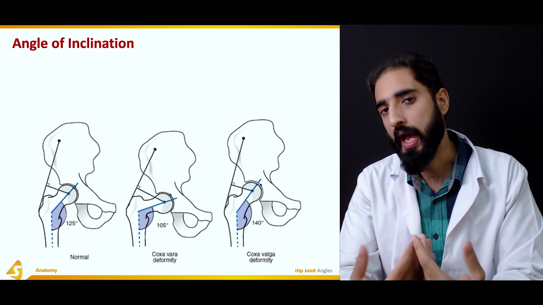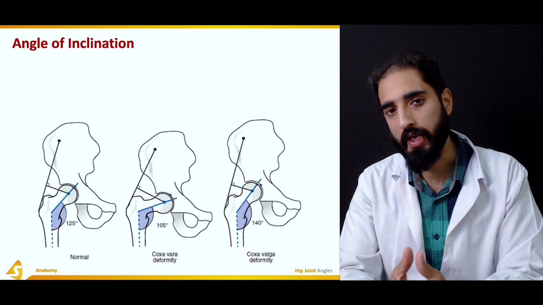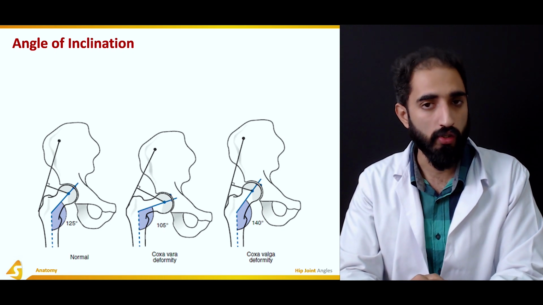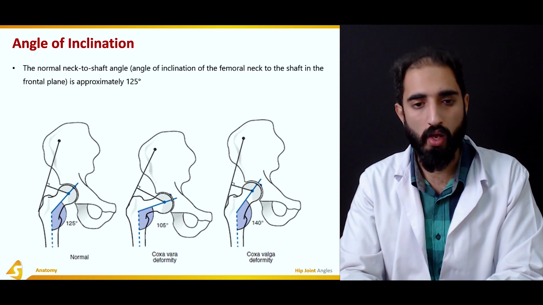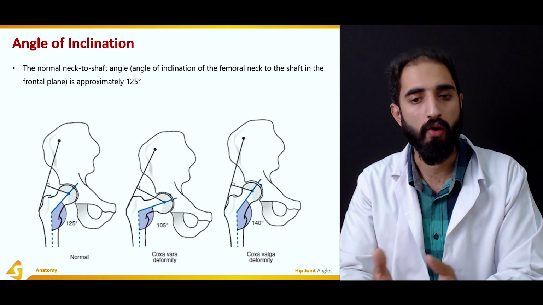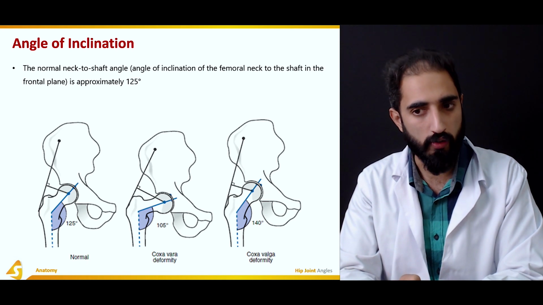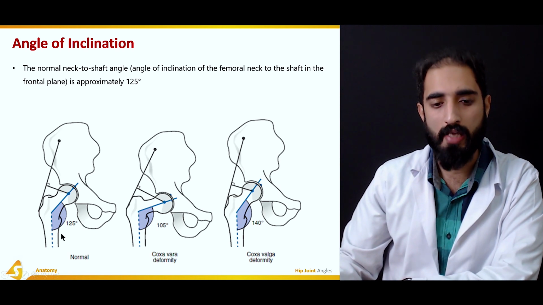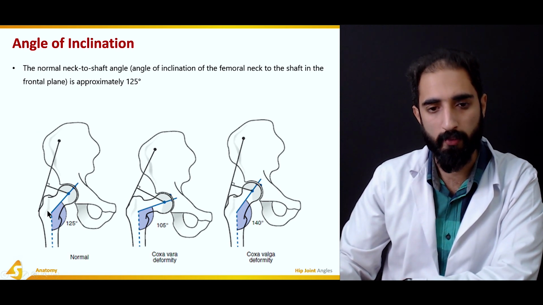After discussing the angles of the acetabulum, let's move on to the angles of the femur. First of all, we have the angle of inclination, very popularly known as well as the normal neck to shaft angle, or the angle of inclination of the femoral neck to the shaft. This angle can be seen in the frontal plane, and this is actually an angle between the shaft and the femoral neck.